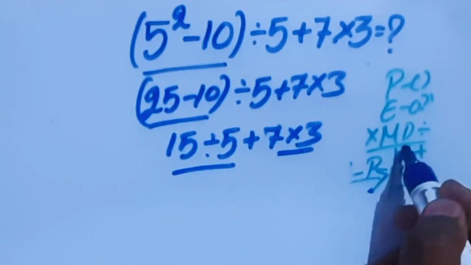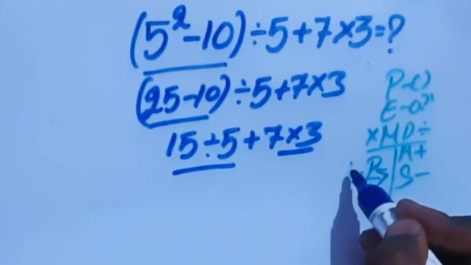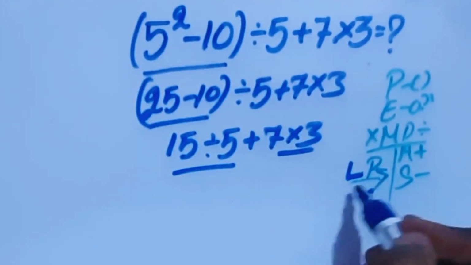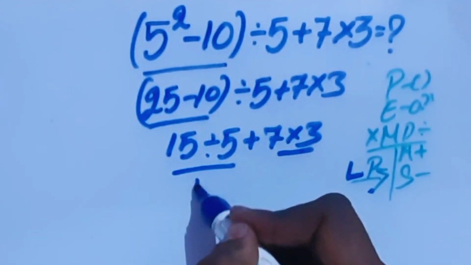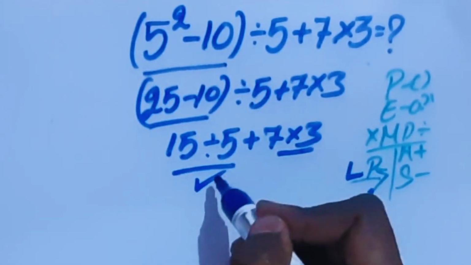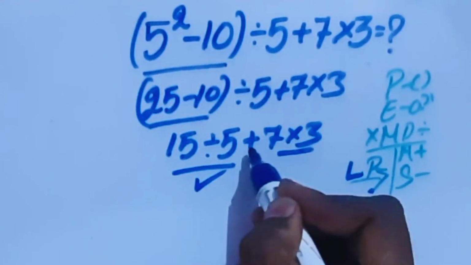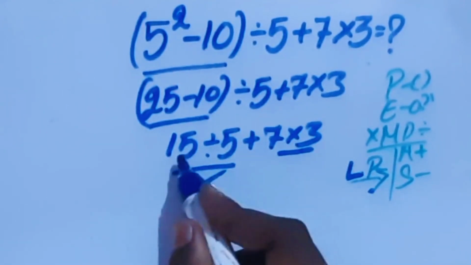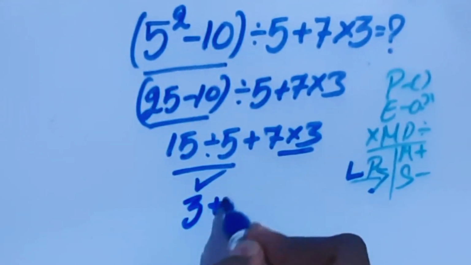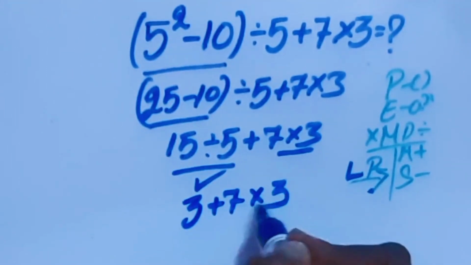Here multiplication and division are both equal priority. For this both equal priority, we have introduced this left to right rule. Here left to right is this 15 divided by 5. So we have to do this 15 divided by 5 before this addition and multiplication. So here 3 plus 7 times 3.